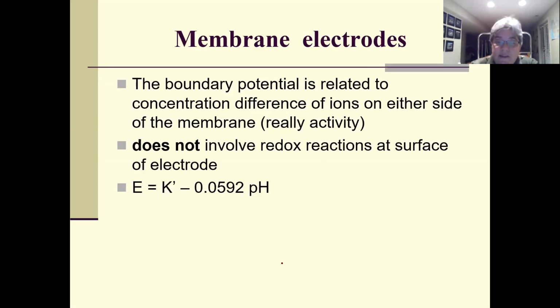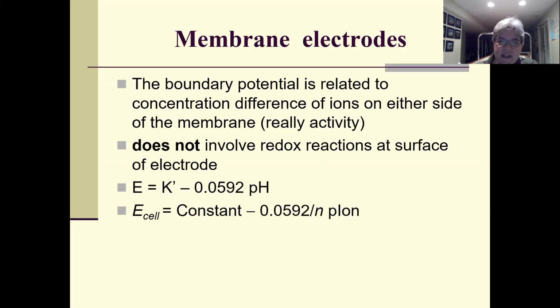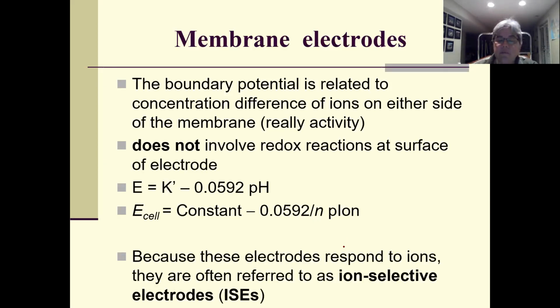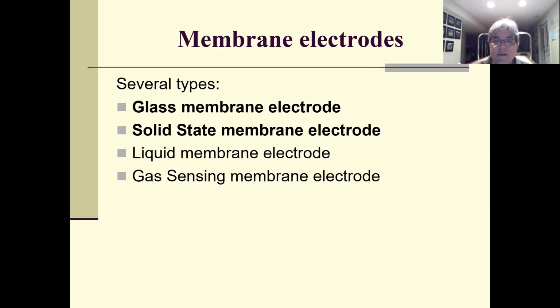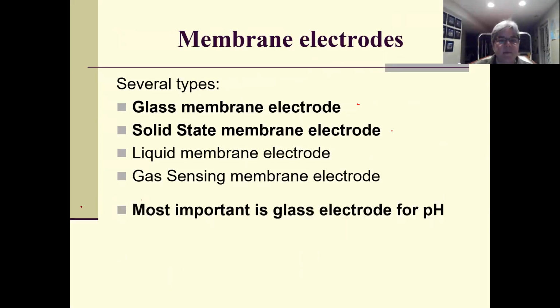And we talked in great detail about the glass membrane. And remember, this is the equation that governs that. For other membranes, they all have that same general equation. E cell is always a constant, minus 0.0592 over n, number of electrons, and then pIon. And remember, these do not have a redox. So we often call them ion selective electrodes because they respond to ions. So they're called ISEs. Okay, and for these, there are 4 types. We looked at the glass, and then we also looked at solid. We didn't talk about these other 2 kinds, but they're out there. Oh, there we go. All right.